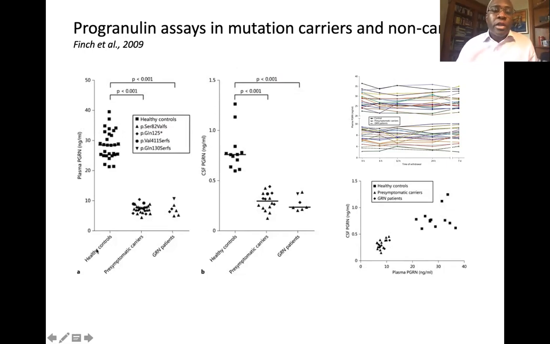So here are normal people; these are the average progranulin levels in people who are normal. These are the people who carry the mutation but have no symptoms, and these are the people who carry the mutation and have symptoms. So you can see that early on, years and years before people have symptoms, if you carry a progranulin mutation, you already have a low progranulin level.